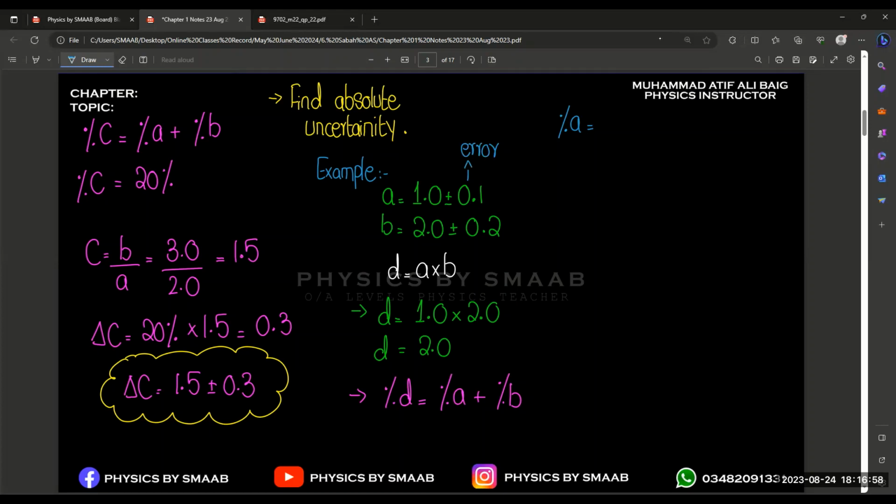So now you need to find out how uncertain you are about this value. Basically that is 0.1. So what we need to do is write the error in the numerator and divide by the actual value, that is 1.0, multiplied by 100. That will give you 10 percent. So it means there is 10% error, if we take the value of 1.0, and the same goes for B.